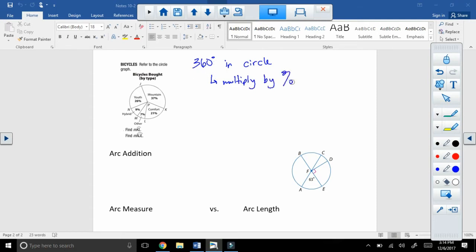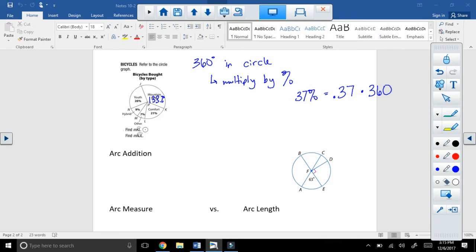And if you're doing that on your calculator, you probably also need to remember how to change the percent to a decimal. So let's just say, for example, I want to figure out what angle this is. So I would say 37% is the same thing as 0.37, and I'm going to then multiply that by 360. So I would go ahead and grab my calculator and type that in. This angle here is 133.2 degrees, and that would make this arc JK that same measure.